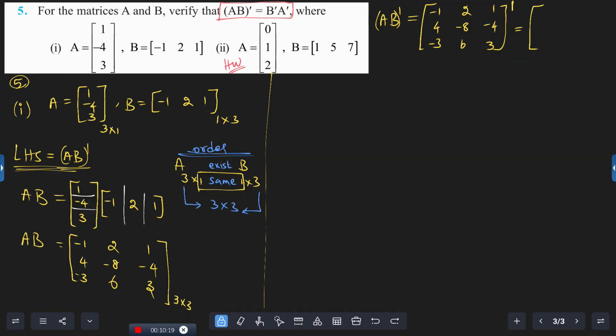When you take the transpose, what will you be getting? This row you write as a column. Here you write: minus 1, 2, 1. Second row you take, write as the second column: 4, minus 8, minus 4. Third row you take, write as the third column: minus 3, 6, 3. So this will be the required answer for the left hand side. This is our left hand side answer. Let it be answer number 1. That answer number 1 you want to get for the right hand side also. Means B dash A dash, you want to get the same answer. Have you understood, children?